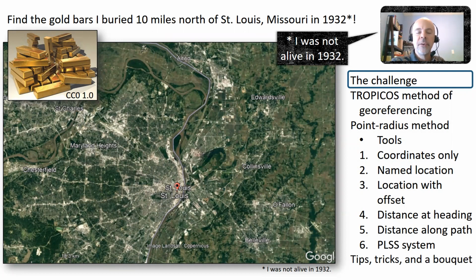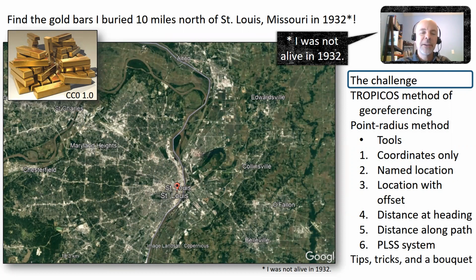So let's start with that first term, 10 miles north of St. Louis. Now, 10 is a nice round number. In 1932, when I buried these gold bars, was I just kind of guesstimating, or did I really mean 10.0000, et cetera, miles, like exactly 10 miles or not? We don't know.